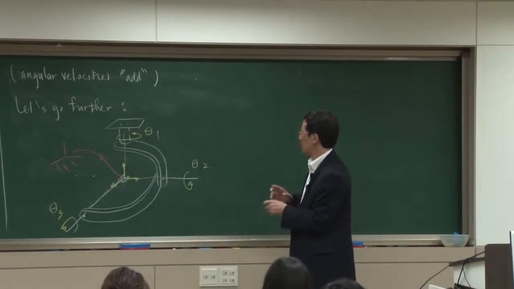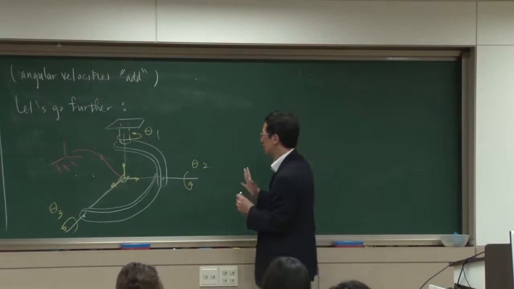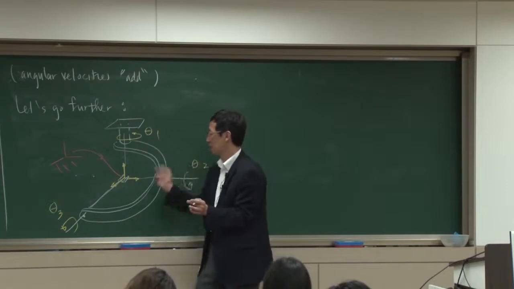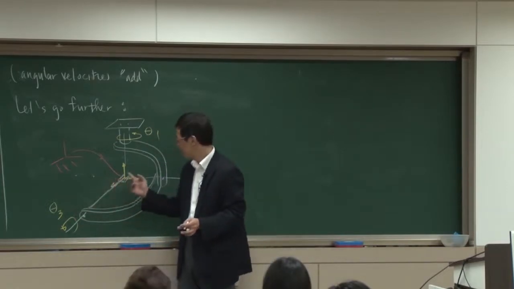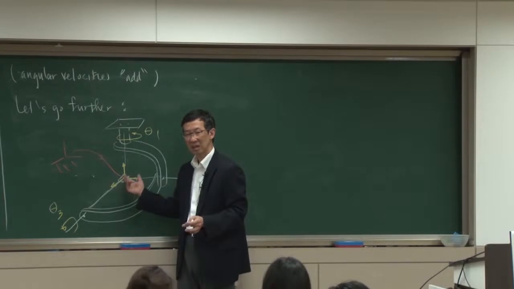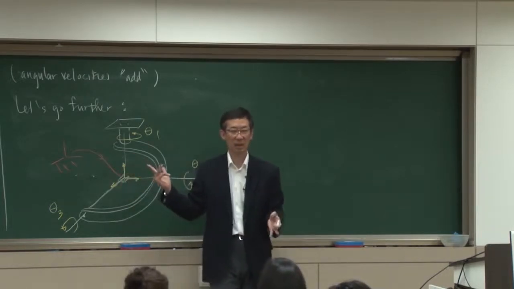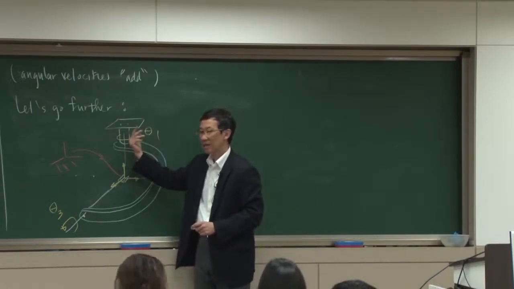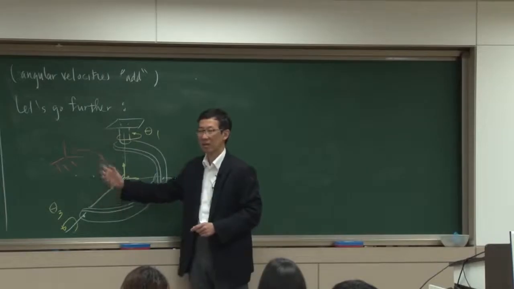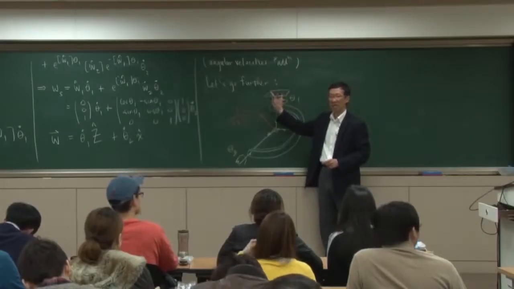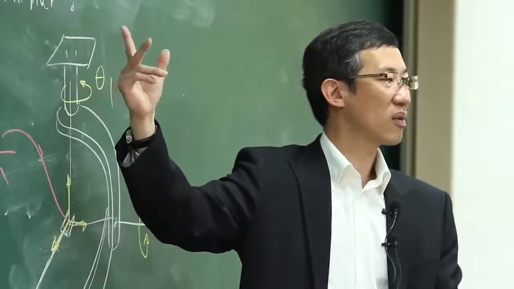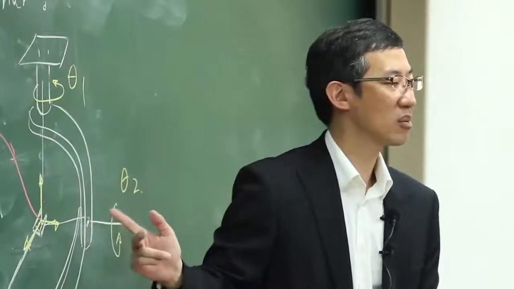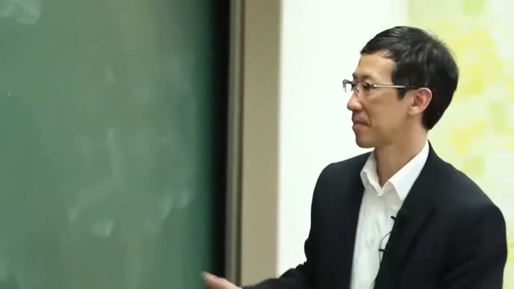So the question I want to ask here is, well, we know this question, first of all. Given theta 1, theta 2, and theta 3, what is the orientation of this end effector frame? We know how to do that. Now, the question I want to ask this time is, given theta 1 dot, theta 2 dot, theta 3 dot, given joint velocities, what is the angular velocity of this frame?